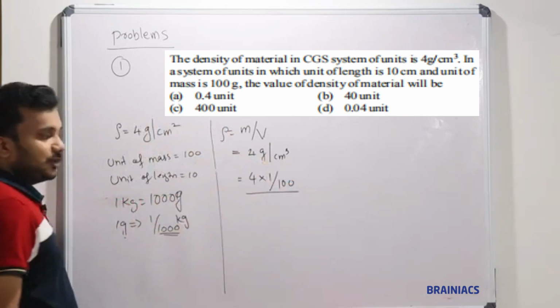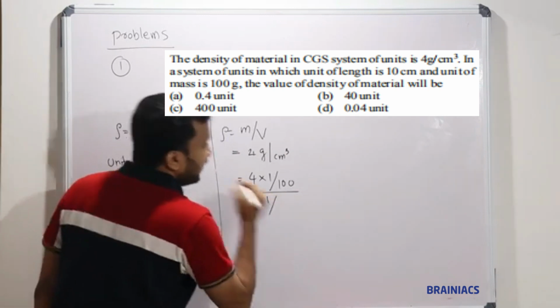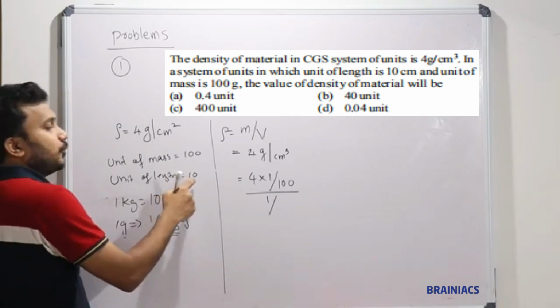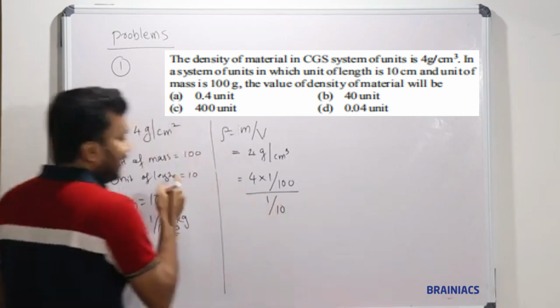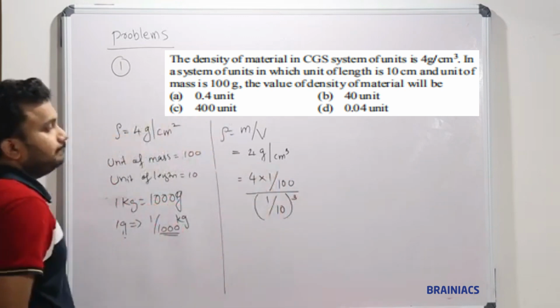Next one, centimeter cube. Centimeter cube means volume. Volume means 1 centimeter, converting to the required unit. What is the required unit? 10. So this is in length. So how will we get volume? Length in the cube.